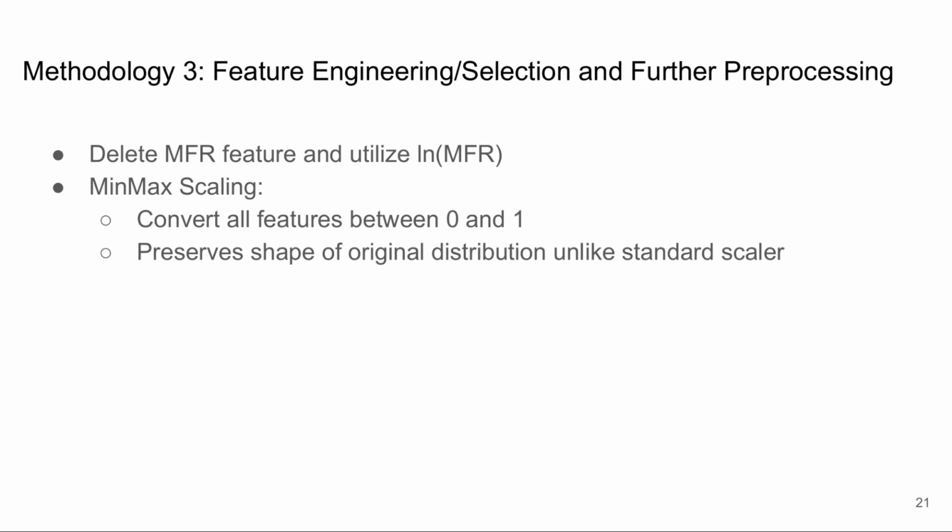In this slide, I'll explain some of the feature engineering or selection performed, as well as further pre-processing. First of all, we delete the MFR feature and just utilize the natural log of MFR for further experimentation. We also use min-max scaling from the pre-processing library of sklearn to convert all features to between 0 and 1. The decision to use the min-max scaler is because, unlike the standard scaler, it preserves the shape of the original distribution of our dataset. And since we already removed the outliers, using the min-max scaler makes more sense. Moving on to the next slide.